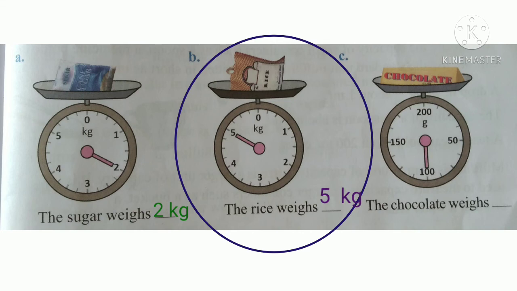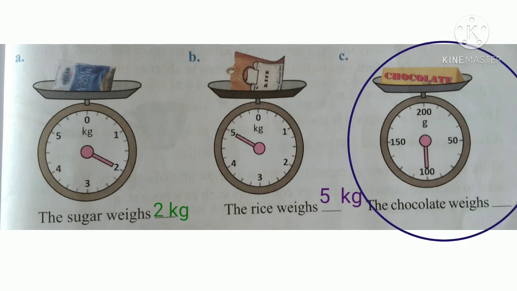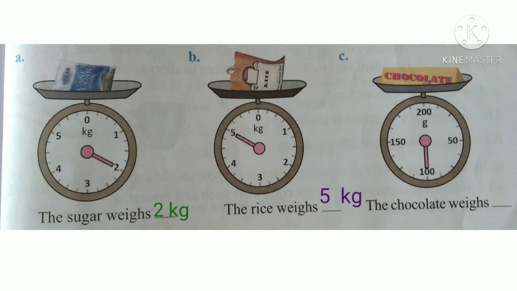Here a chocolate is placed in this weighing machine and the needle points to 100. Here this weighing machine measures the object in grams. So we can say that the chocolate weighs 100 gram. I hope you have understood how to solve this type of questions.